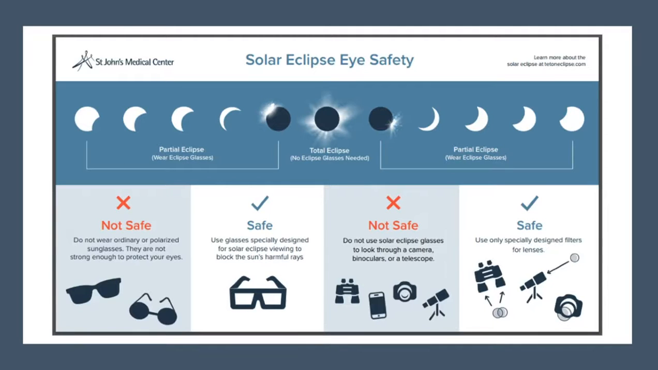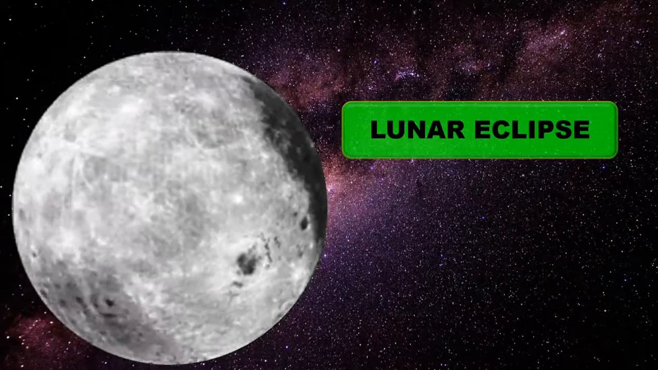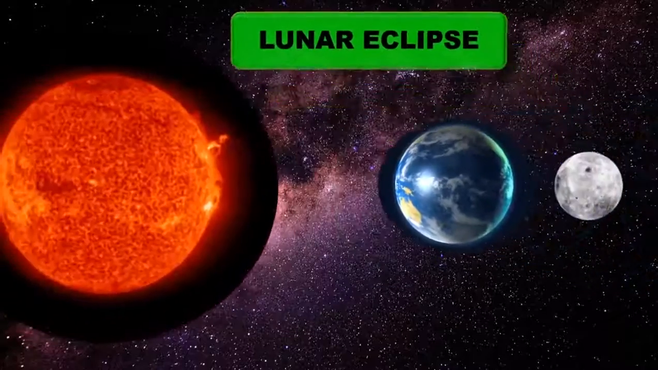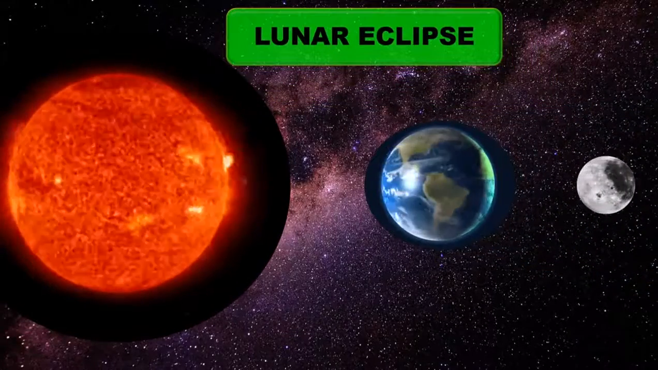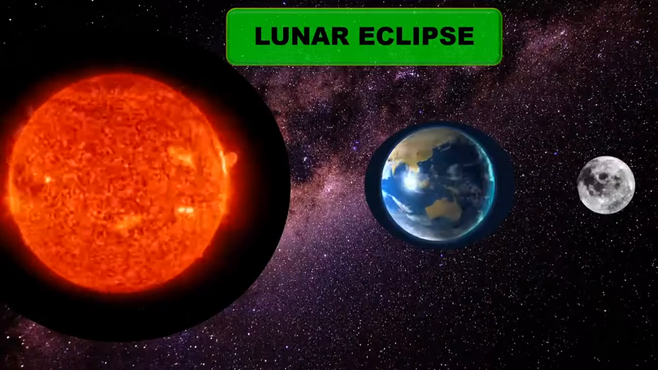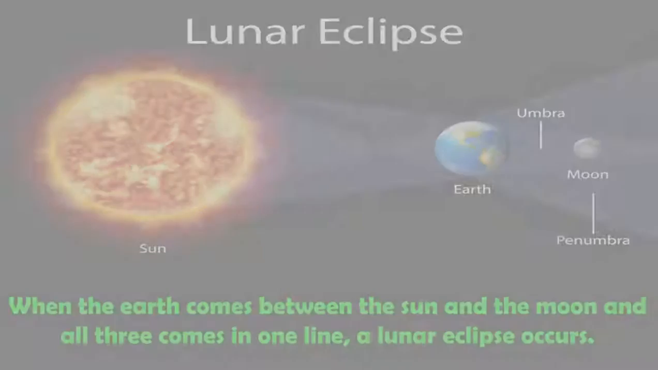Now let's learn about how lunar eclipse occur. A lunar eclipse occurs when the moon enters the shadow of the earth while revolving around it. At this time, it is necessary that the earth is between the sun and the moon, and all three of them are in the same plane.